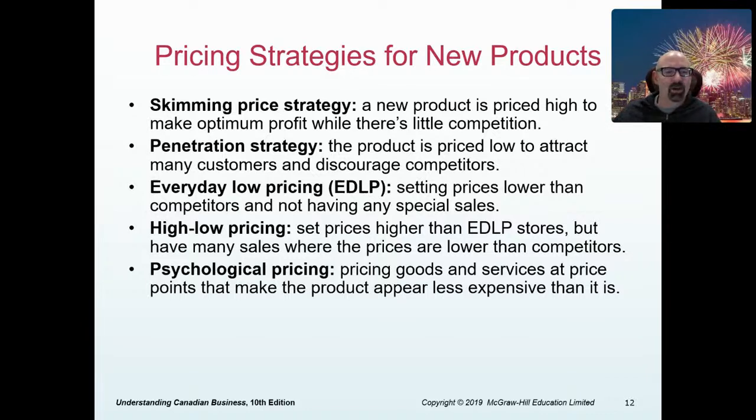Everyday low pricing is setting our prices lower than our competition and not really having any sales. So we set our prices low, and we don't need to have sales because our prices are just low all the time. High-low pricing is to have higher prices than your everyday low pricing competitors, but you have sales where you drop the price below them. So that's high-low pricing.